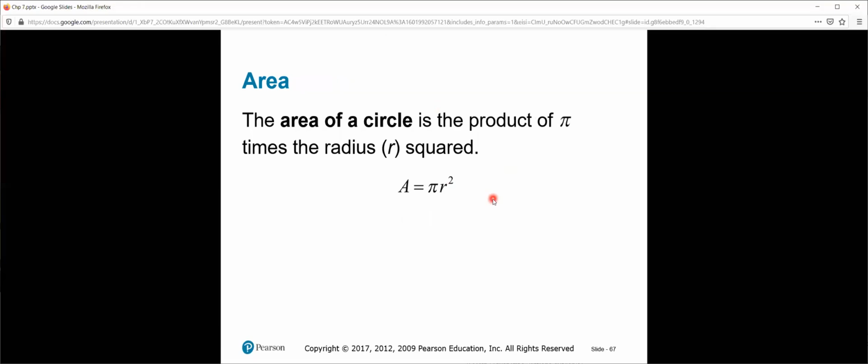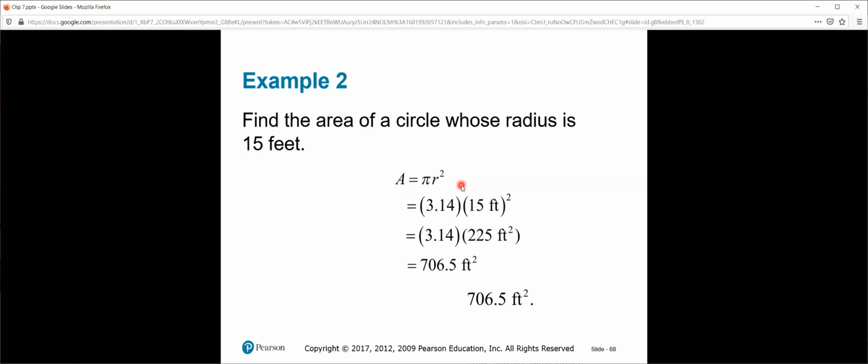Area, pi r squared. You've probably heard that equation before. Again, right?